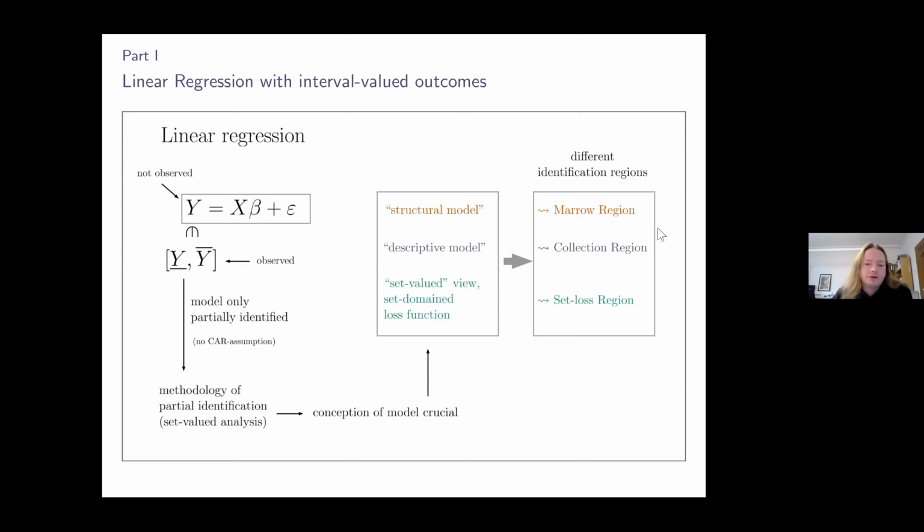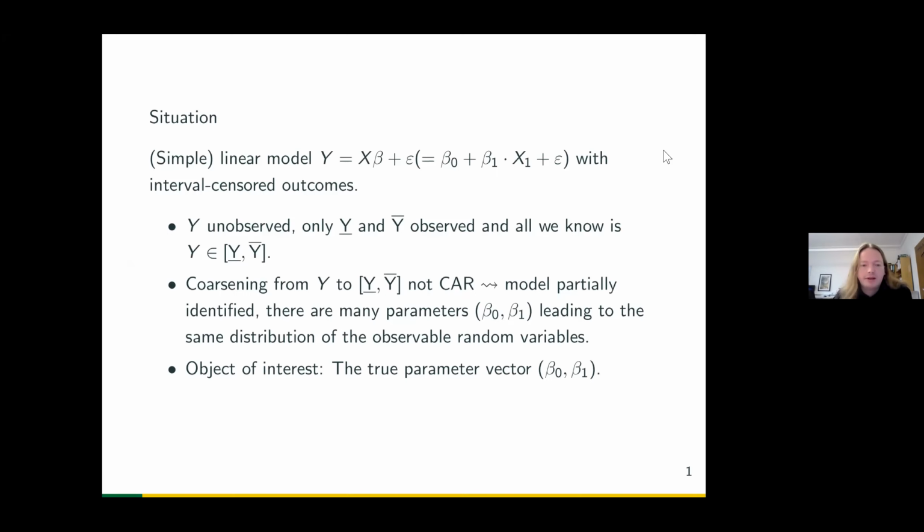Okay, so this is something like an overview for the first part. We have a linear regression model, and we cannot observe this y. We only observe bounds for this y. And because we are concerned with linear regression, we can try to estimate this parameter vector beta. Depending on which concrete model understanding you impose on this regression relationship, you obtain different so-called identification regions. And what this is I will explain now.